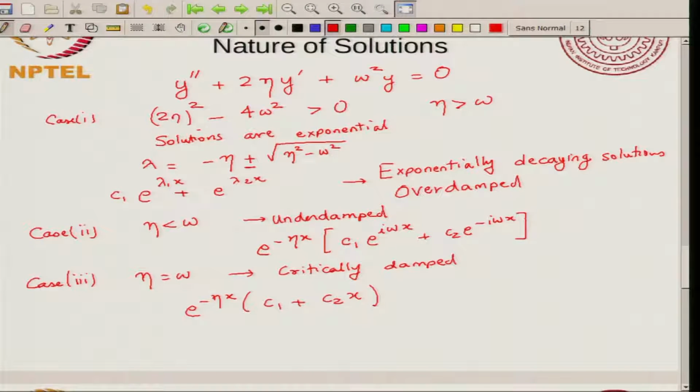So this might look like, if you plot y as a function of x, an exponential in minus x, but then you have oscillation. It will look like oscillations whose amplitude is constantly decreasing.